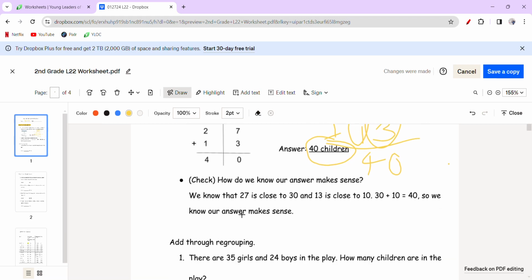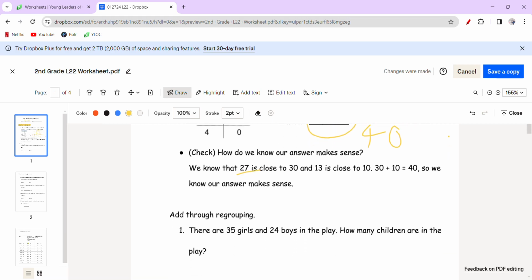And how do we know it makes sense? We know that 27 is close to 30 and 13 is close to 10. If we add them, it will be around 40.